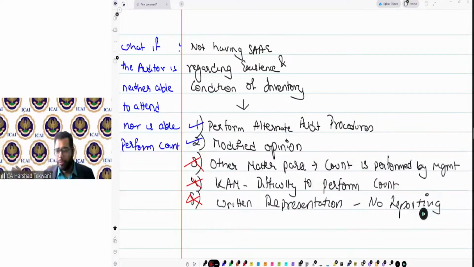Are you getting my point? Pretty much straight: I need to perform alternate audit procedures. If I'm not able to get evidence even through alternate audit procedures, modify the opinion.